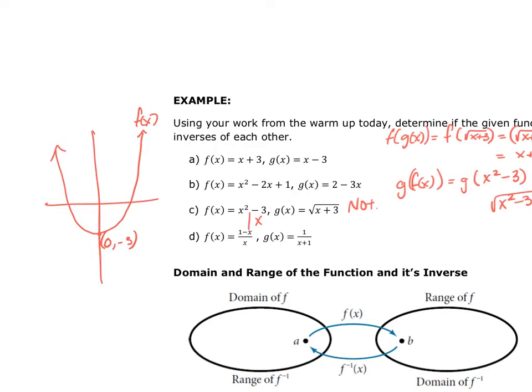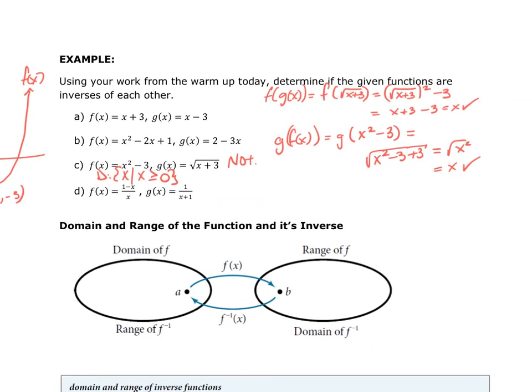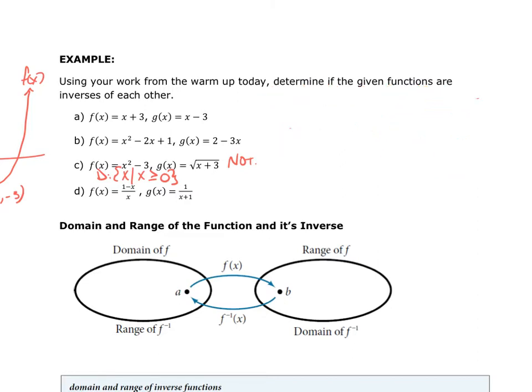You'd have to say your domain is x such that x is greater than or equal to 0, or in interval notation. If you had that caveat in there saying that I restricted my domain, they absolutely would have been inverses of each other. So they check out, but they're not inverses because f of x is not 1-to-1 to begin with, so they're not truly inverses of each other. If they had been restricted domains, they absolutely would have been.